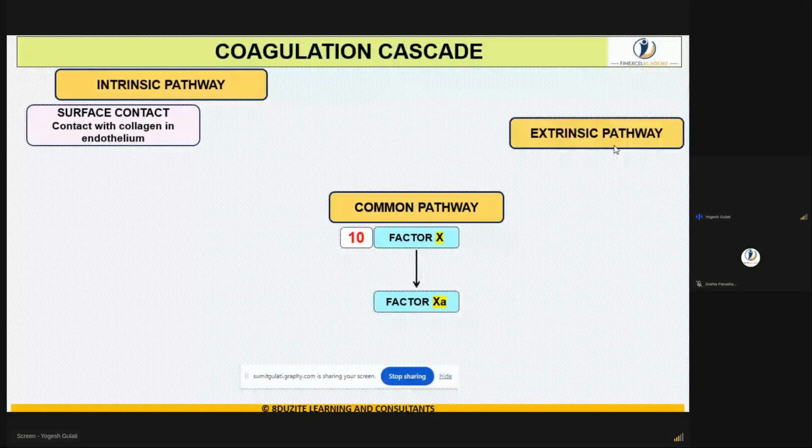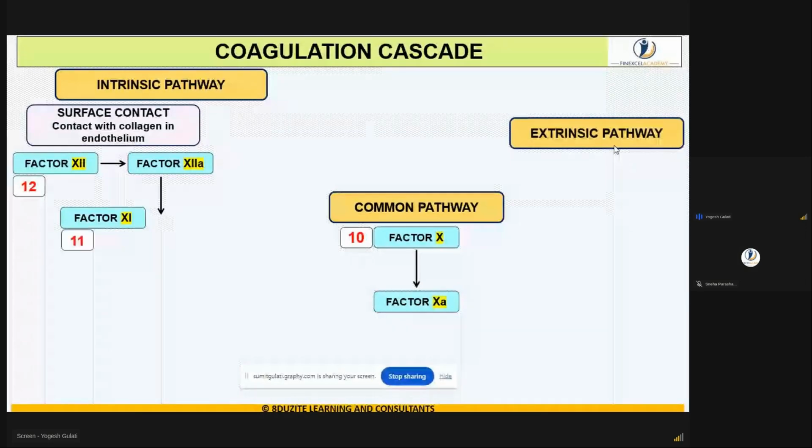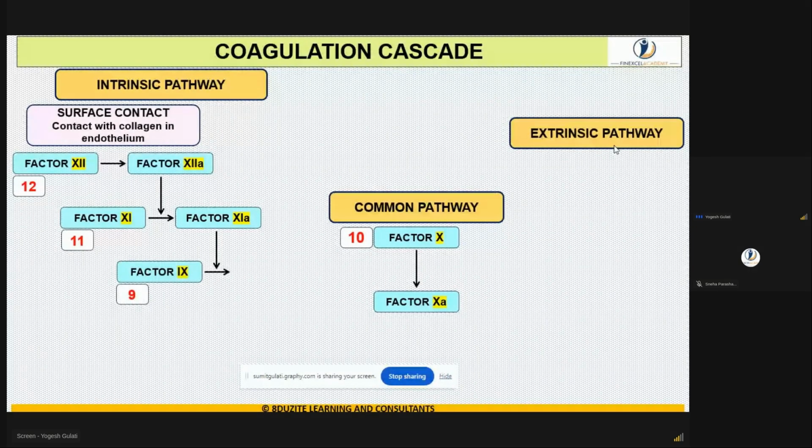If the blood vessel is entirely broken and the outside tissue is exposed, it becomes an extrinsic pathway. So as soon as contact with collagen occurs, the clotting factors are activated. Factor 12 gets activated to factor 12A. This factor 12A activates factor 11 to factor 11A. This factor 11A activates factor 9 to factor 9A. So you can see a sequence: factor 12, 11, 9.